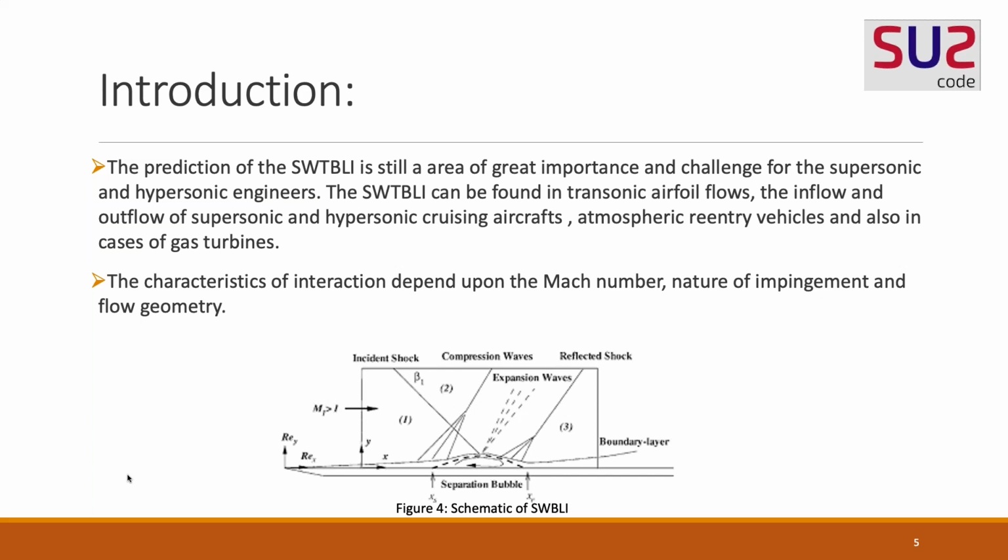This separation bubble leads to an increase of heat flux, pressure rise, temperature, and other parameters. The characteristics of this interaction mainly depend upon the incoming Mach number, nature of the impingement, flow geometry, and also the shock strength. This interaction is also important because it takes place both externally and internally, due to which the performance and efficiency of the engines can be determined. It is basically seen in scramjets.